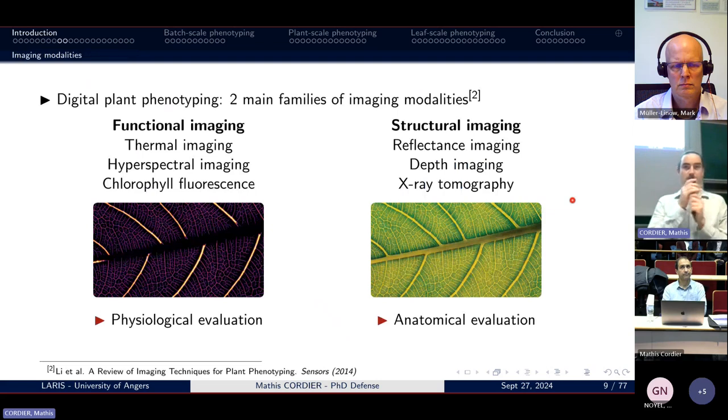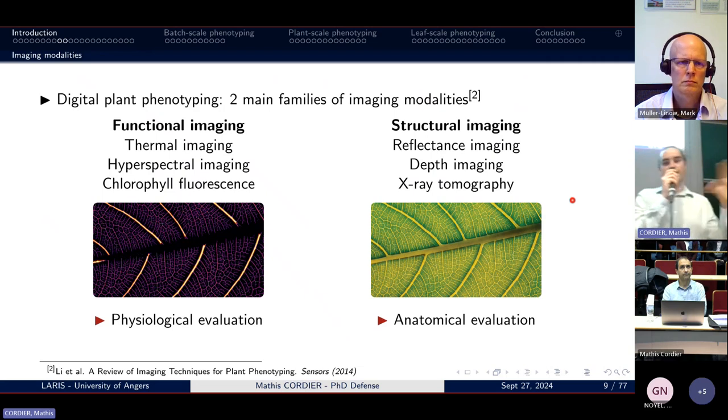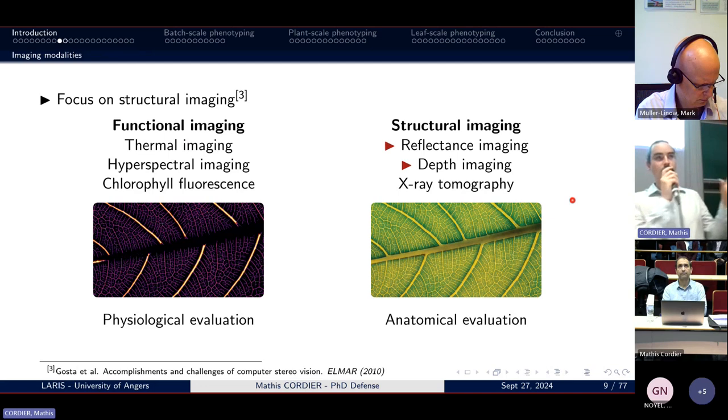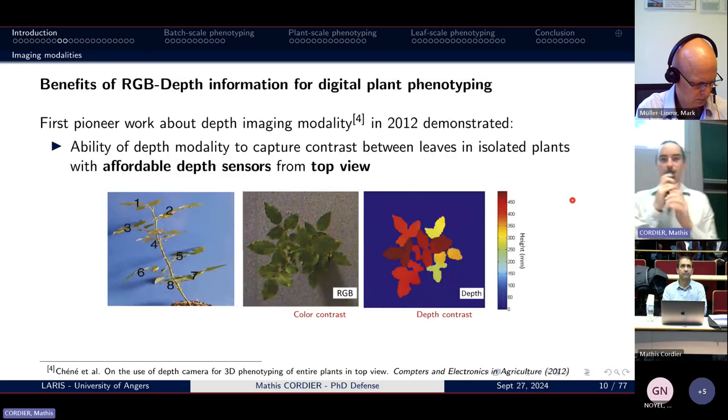Once we have talked about digital plant phenotyping techniques, we also have to select some imaging modalities. We can split the imaging modalities into two main families: functional imaging to evaluate physiological aspects and structural imaging to evaluate anatomical aspects. In this PhD, we focused on structural imaging with reflectance imaging and depth imaging. In particular, we explored the benefits of RGB depth information for digital plant phenotyping.